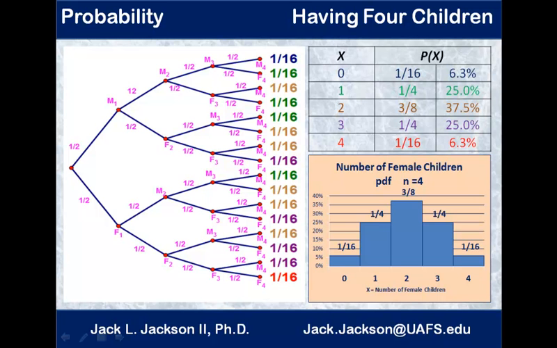And so you can see the graph there. Again, the most common thing in 4 children would be to have 2 females and 2 males, an even split. That happens 3/8 of the time. But 1/4 of the time, you have 3 females and 1 male. Also 1/4 of the time, the other way around, 1 female, 3 males. And about 1/16 of the families with 4 children will have all girls, and about 1/16 will have all boys.